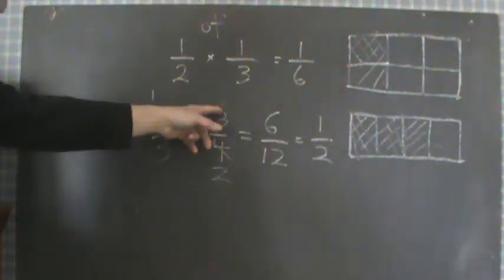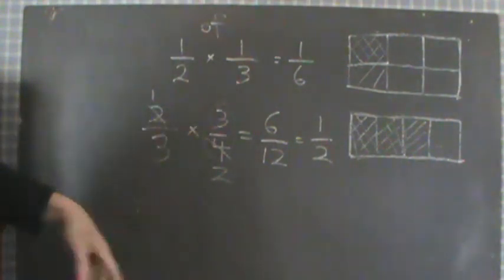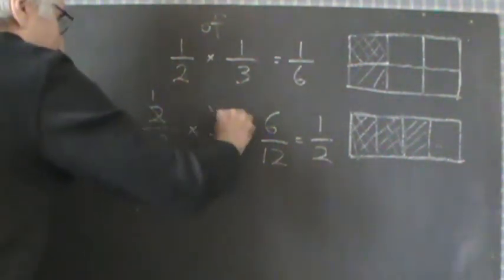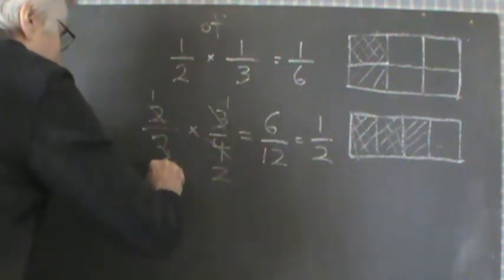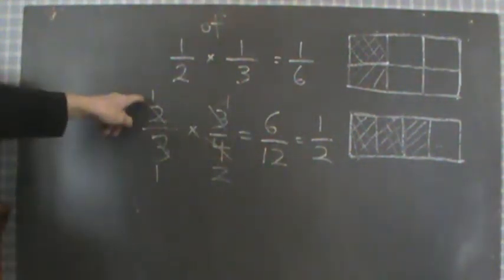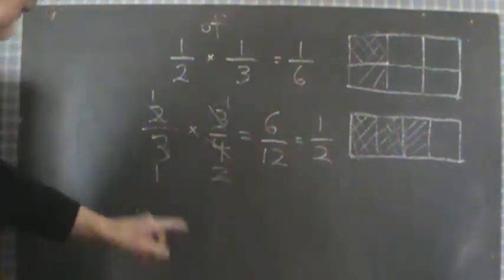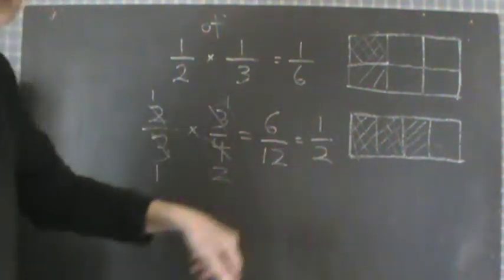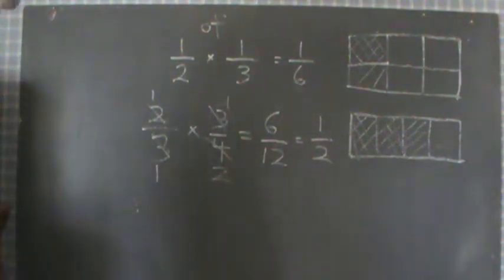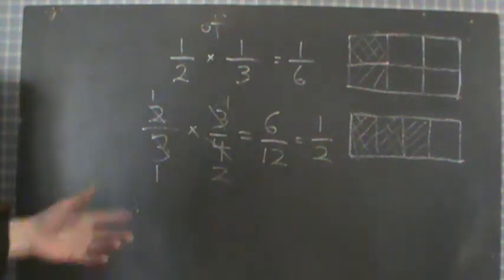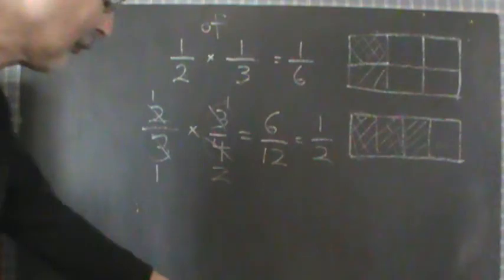I can think of the 3 being on top of this 3. Divide them both by 3. 1 times 1 is 1. 1 times 2 is 2. I can get my half. Now, you can't do any of this stuff when you're adding and subtracting fractions, but there are a lot of things you can do when you're multiplying.